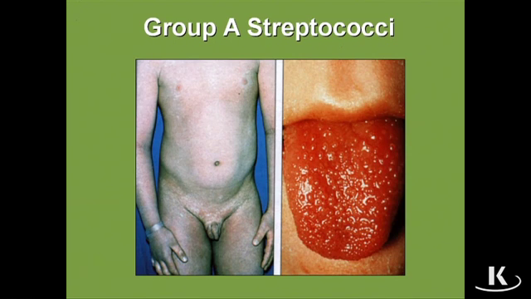Here's an example of scarlet fever. You can't touch this kid and feel his skin, but it would feel like sandpaper. You can see in the groin area it's much more red than it is around the rest of his body. That's very common for scarlet fever. And here's an example of the strawberry tongue. You can see how erythematous it is, and you can see that lumpy, bumpy appearance on the tongue. That's what we mean when we say strawberry tongue.